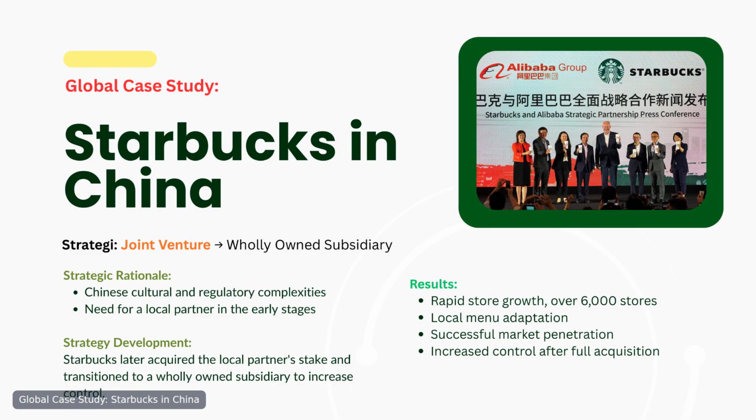Starbucks' expansion into China is a classic example of a dynamic market entry strategy. Initially, Starbucks chose a joint venture due to cultural complexity and regulatory barriers. As the company gained experience and confidence, it acquired its local partner's stake and shifted to a wholly owned subsidiary. The results were impressive: rapid store expansion, localized menus, and stronger operational control. This case shows that entry strategies can evolve over time.